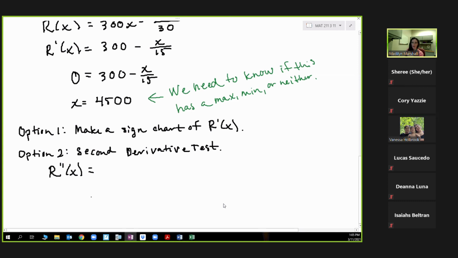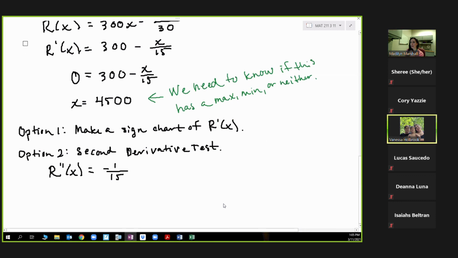To use the second derivative test, we need to find the second derivative. Negative 1. Not quite. Over 15. Yes, exactly. So technically the coefficient of x on r prime is negative 1 over 15. So we need that whole thing.